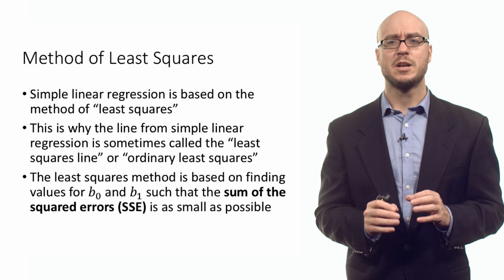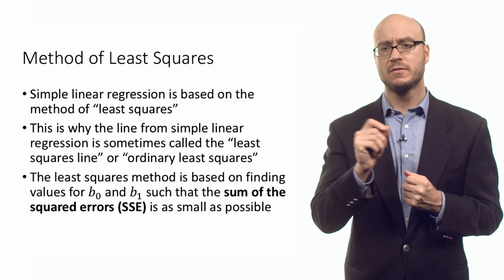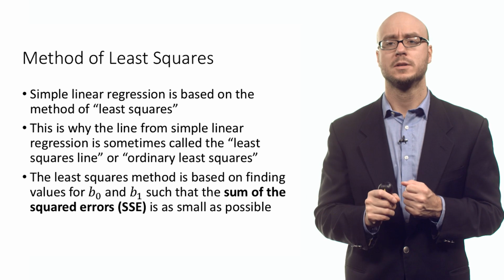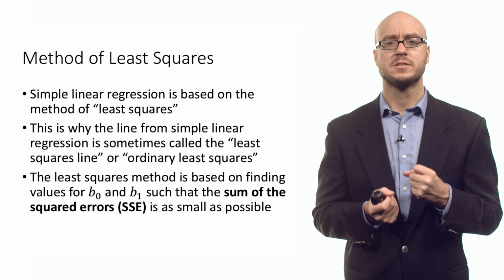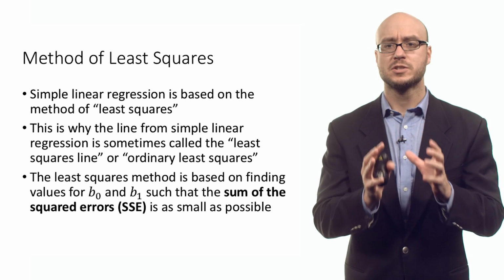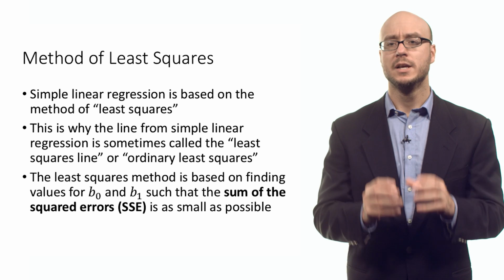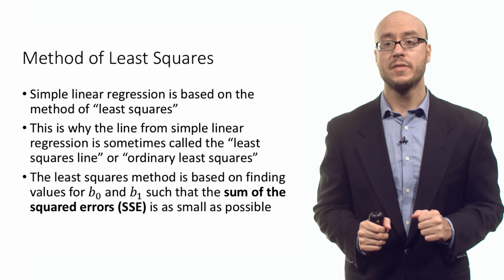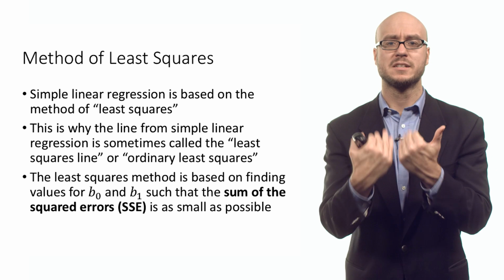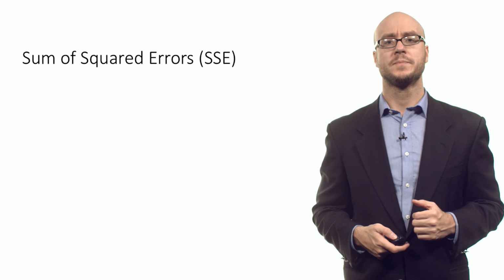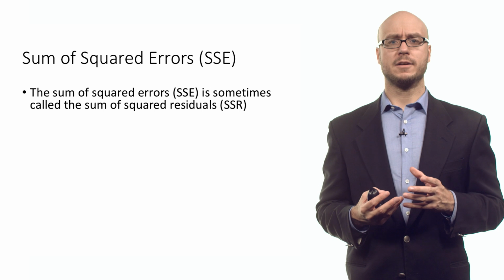The idea is that we try to find those particular values of the intercept and slope. There's one value for the intercept and slope such that when you add up all these squared errors, that sum of the squared errors is as small as possible. It's the least squares method. We're trying to get this sum of squared errors and make that as small as possible. Well, what is the sum of the squared errors?